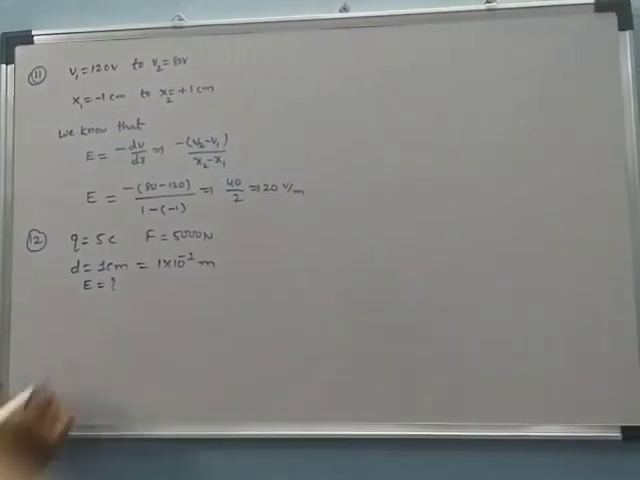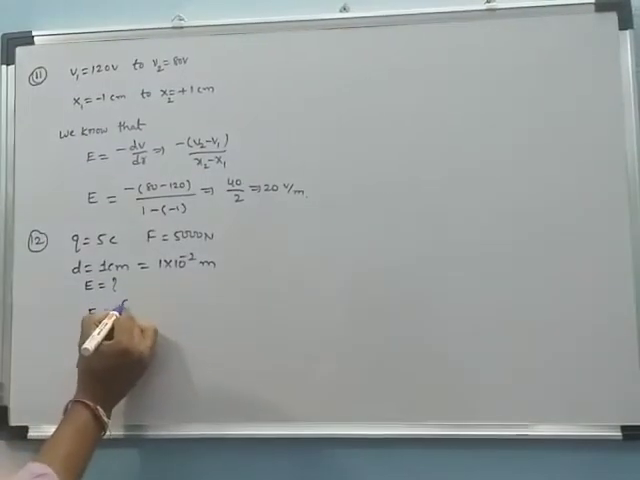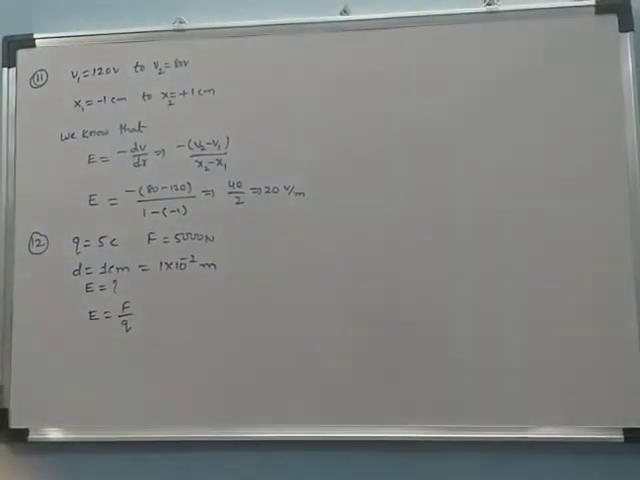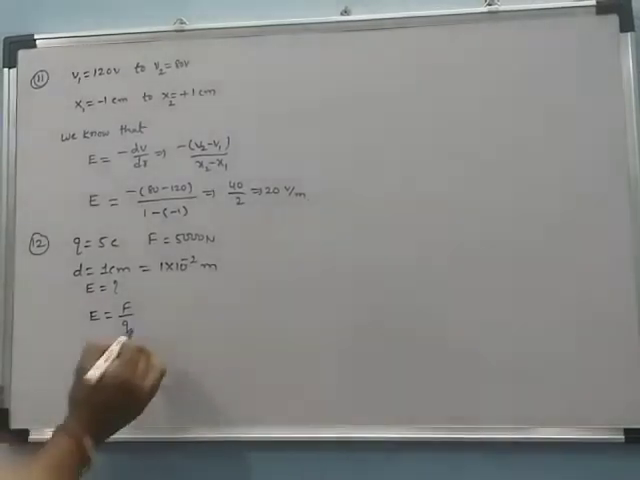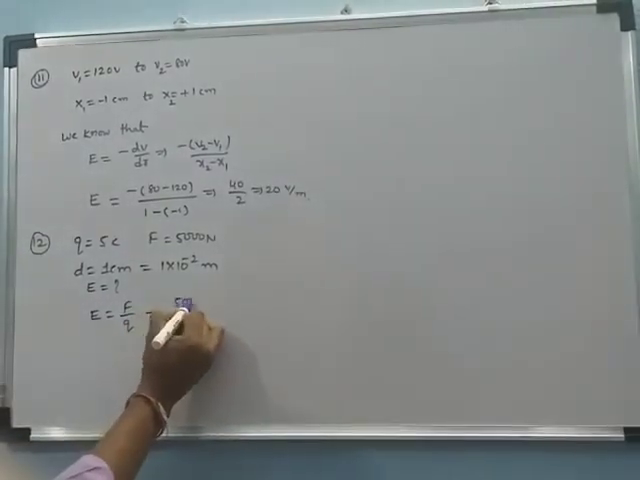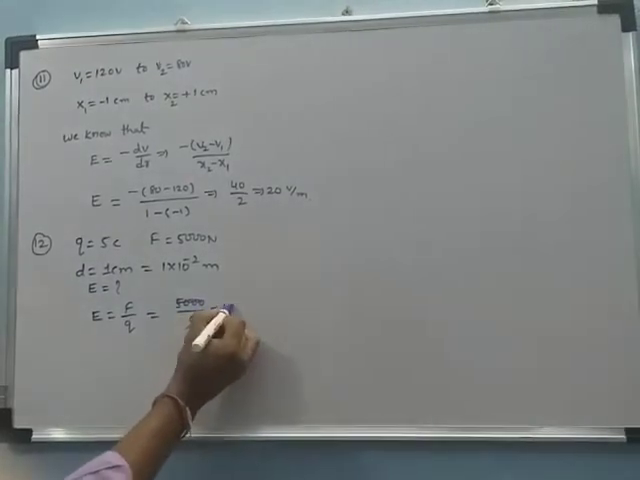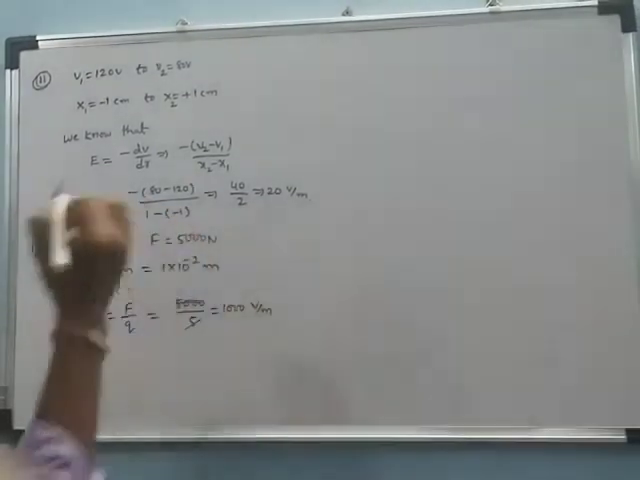We know the formula: electric field is equal to force acting per unit charge. Then we can write the force, 5000, divided by the charge, 5. Then they cancel, that is equal to 1000 volt per meter.